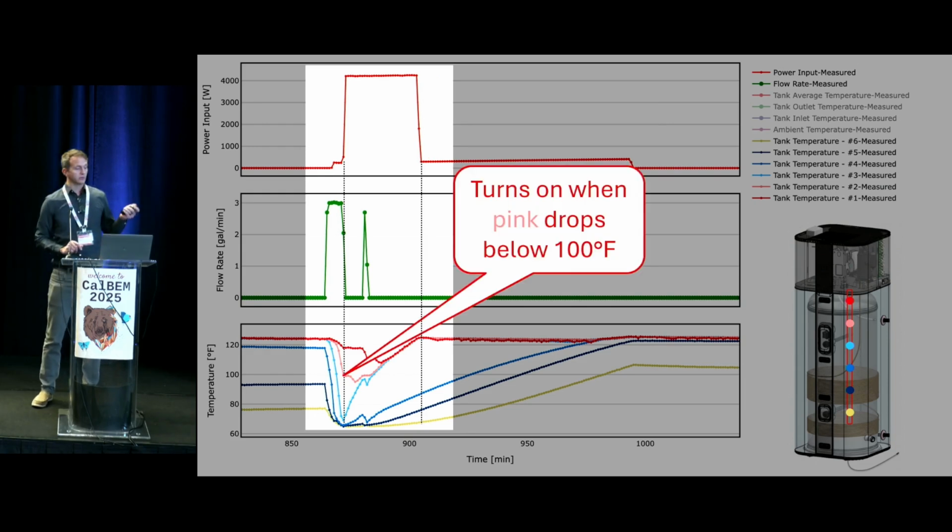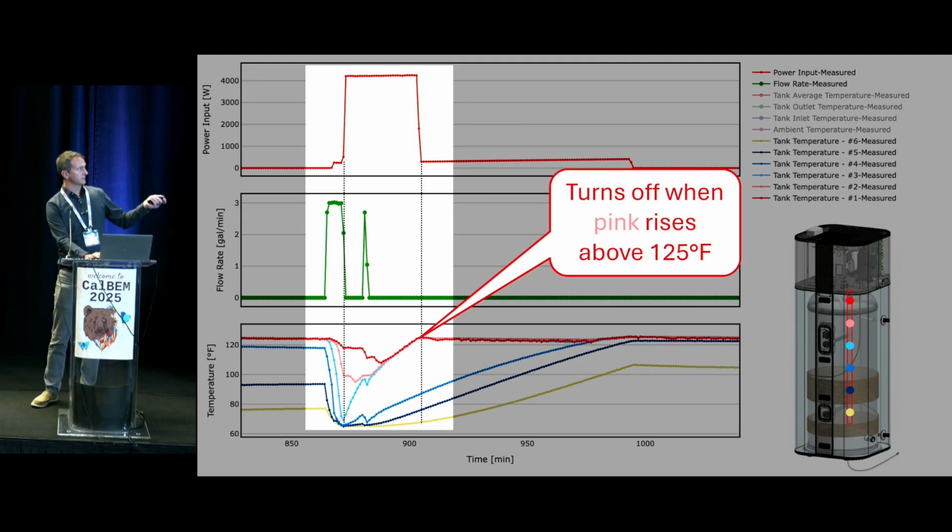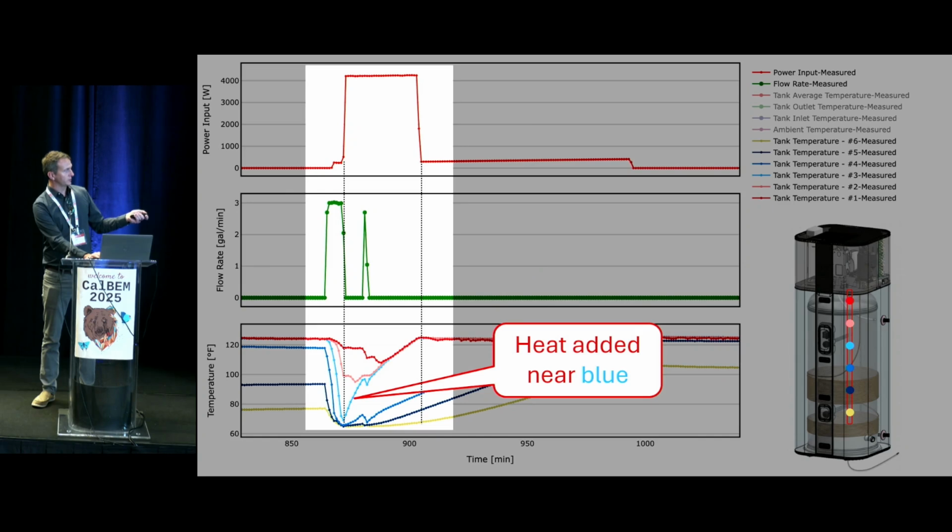Going back to looking at the temperatures inside the tank, you can tell that the resistance heat turns on when that pink thermocouple, higher in the tank, drops below 100 degrees. And then it turns off again when it rises above that 125 degree set point. Unlike the compressor and the condenser, the light blue line here is the one that's increasing the fastest, and that's an indicator of where that lower resistance is located inside the tank.